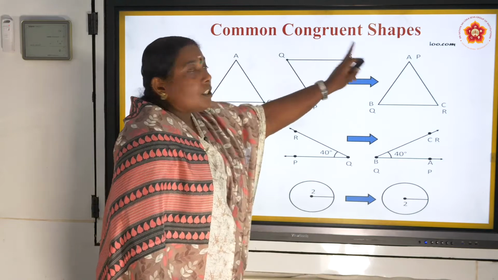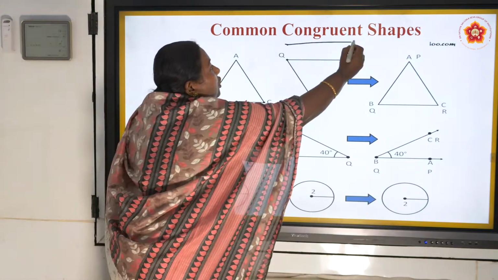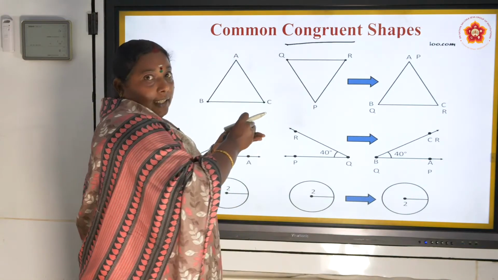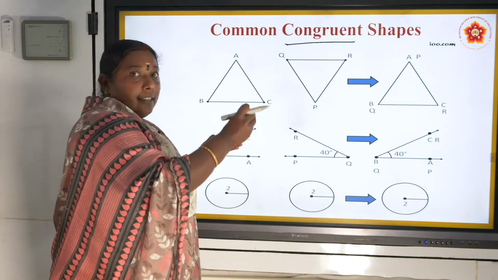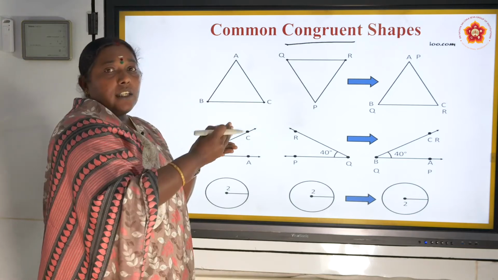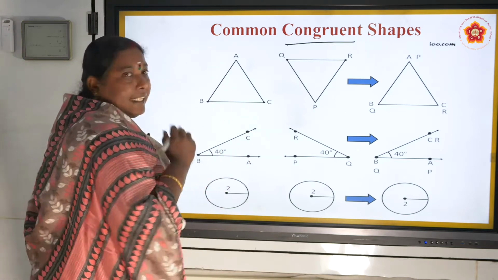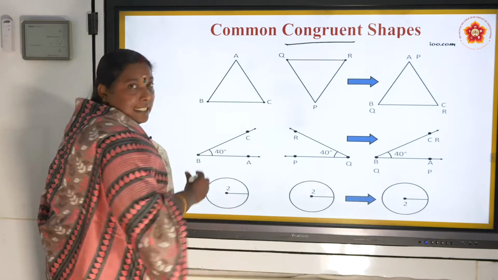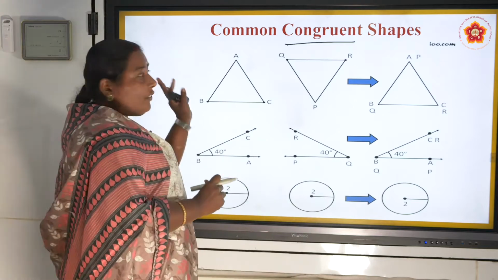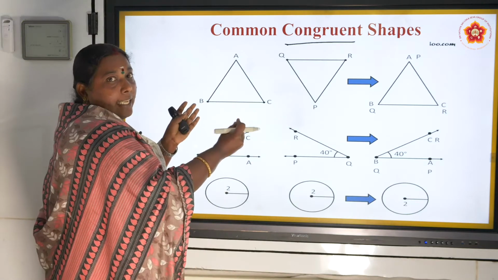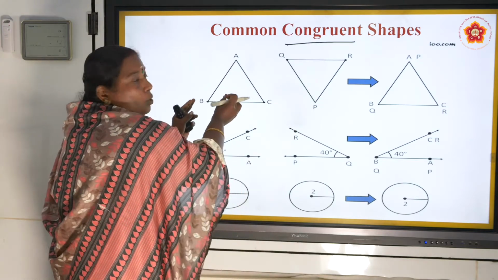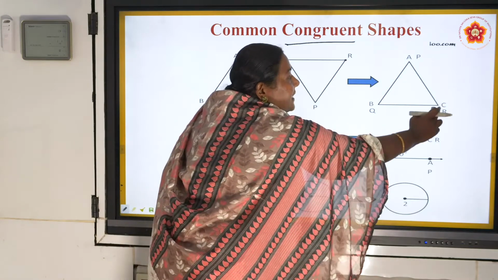Congruent shapes. What is meant by congruent? New word. Congruent means coinciding exactly on the other when it is superimposed. Let us see. ABC is a triangle, and one more triangle we have, PQR. But when we are looking at it, it is not looking the same. But if I turn PQR and superimpose it over this, it will coincide exactly.